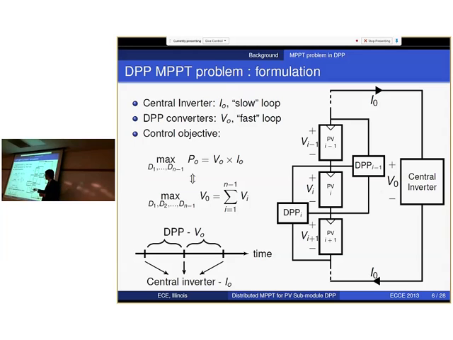So here is the timeline of this control. You can see discrete steps of string current update, and in between, there are DPP converters trying to maximize the string voltage.